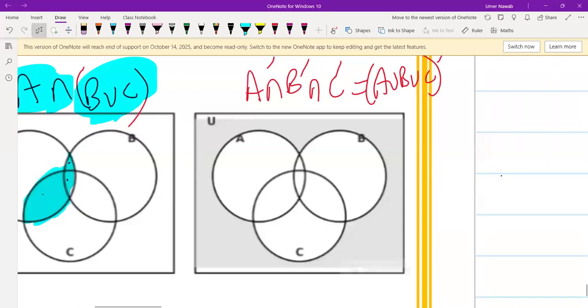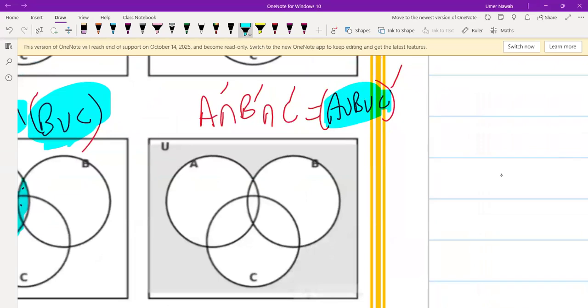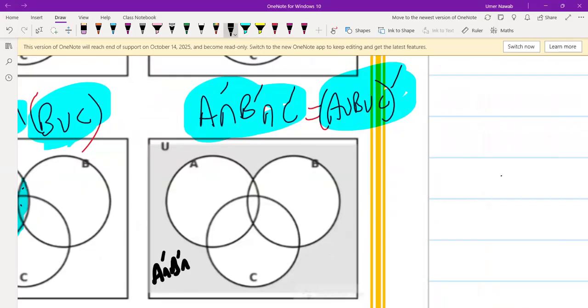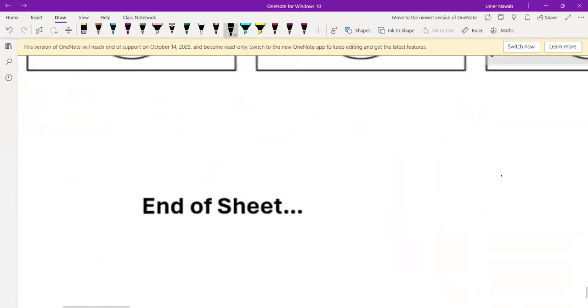Last but not the least, the outside: you can also call it A union B union C and put a whole complement. Or you guys can see A complement intersection B complement intersection C complement. And this is A complement. Let me write it here. This is A complement intersection B complement intersection C complement.